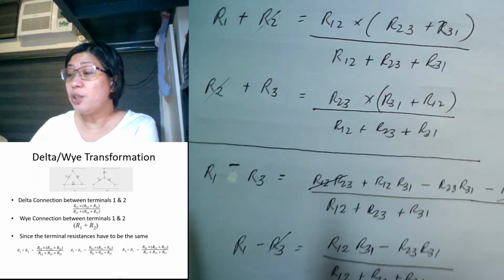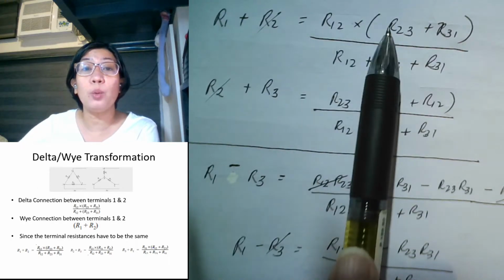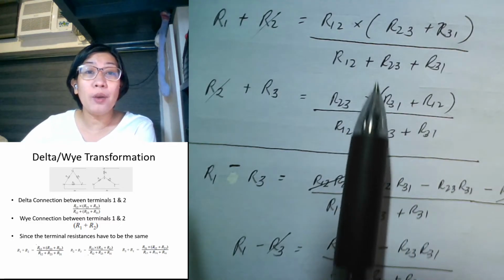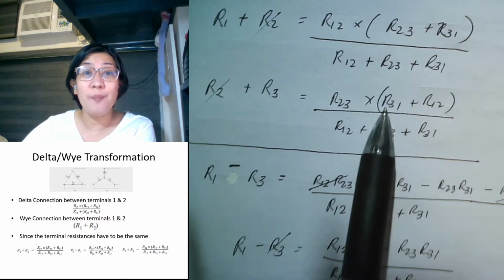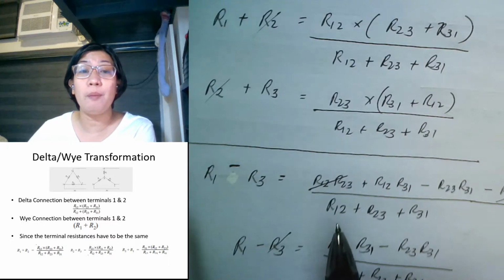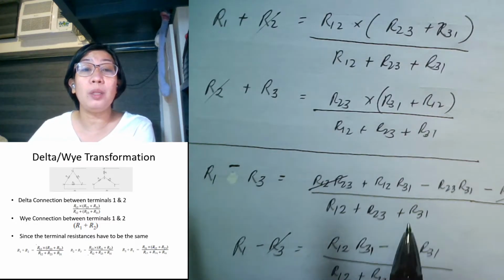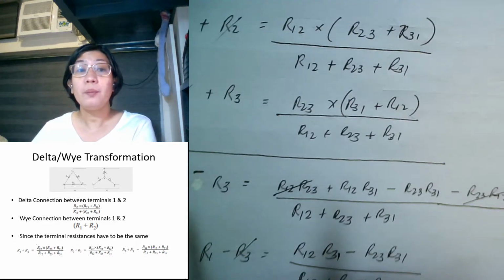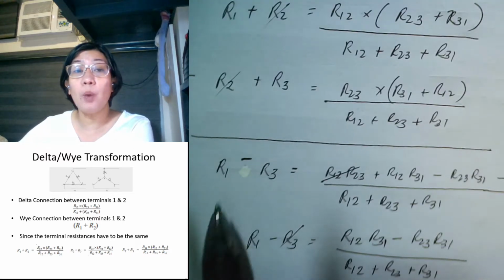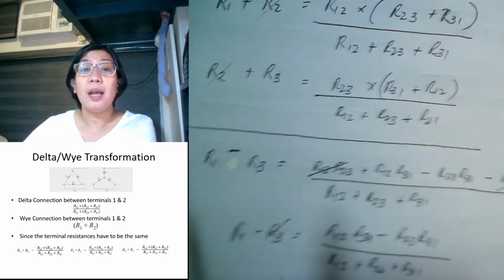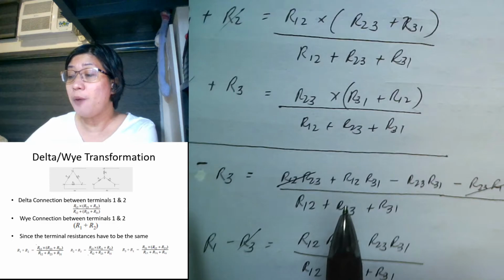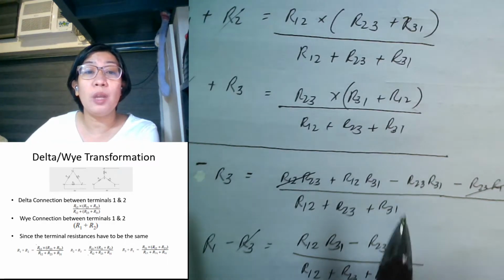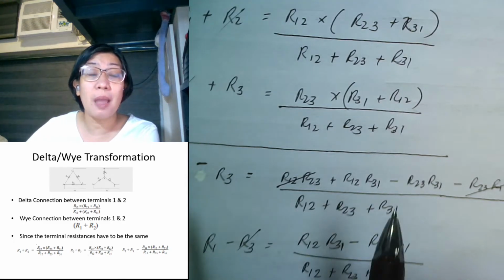And then let us just distribute R12 over R23 and R31. No problem, because our denominator is the same. So our denominator will remain as R12 plus R23 plus R31. The difference is equivalent to R1 minus R3, which is R12 R31 minus R12 R23 over that denominator.